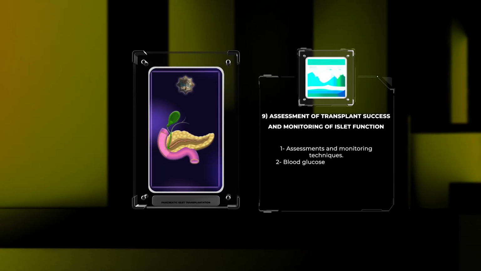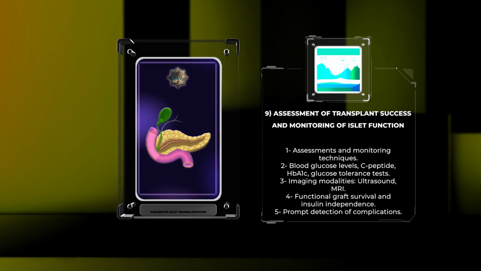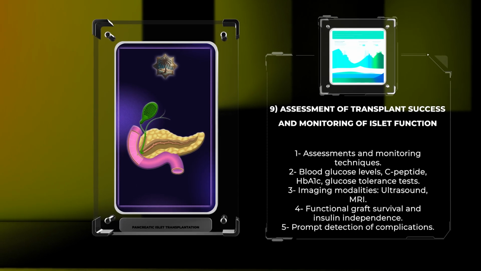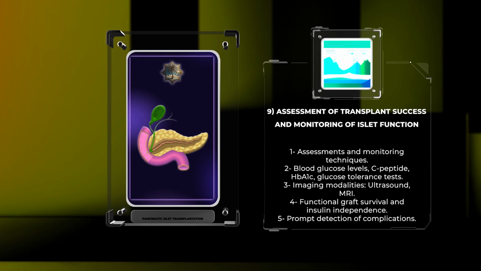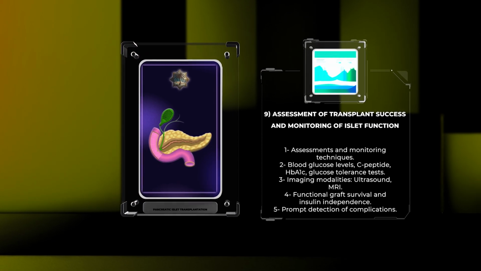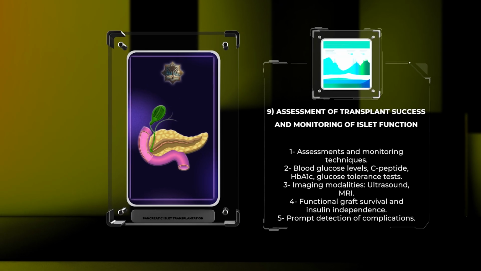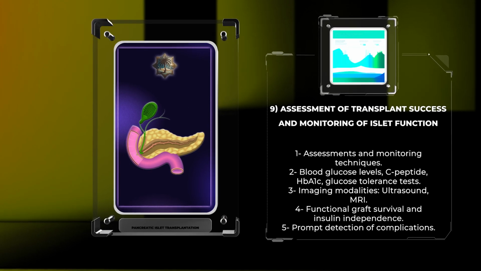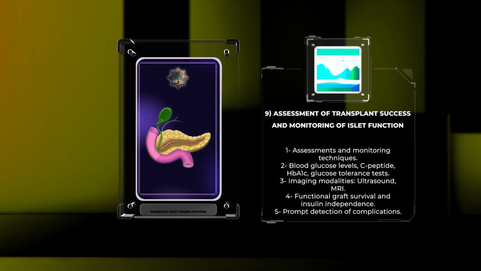To gauge the success of islet transplantation and monitor islet function post-transplant, specific assessments and monitoring techniques are employed. These include measuring blood glucose levels, monitoring levels of C-peptide and glycated hemoglobin, HbA1c, conducting glucose tolerance tests, and utilizing imaging modalities such as ultrasound and MRI. These evaluations aid in assessing functional graft survival, optimizing insulin independence, and detecting potential complications promptly. Thorough and consistent monitoring is vital for long-term graft viability and patient satisfaction.